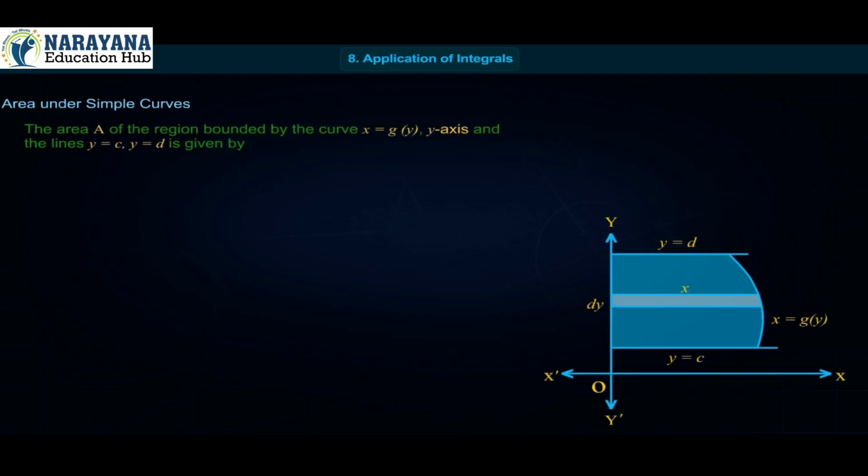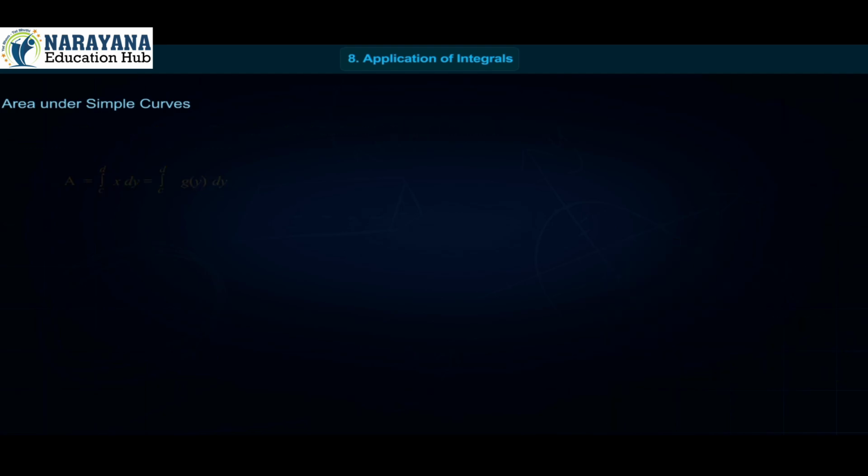The area A of the region bounded by the curve x = g(y), the y-axis and the lines y = c, y = d is given by A = ∫ from c to d x dy = ∫ from c to d g(y) dy.